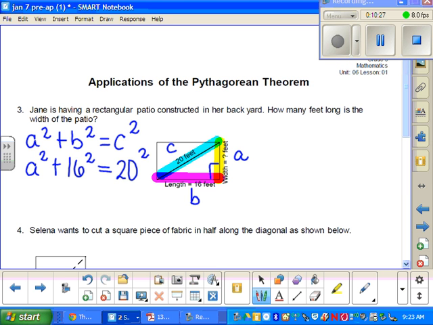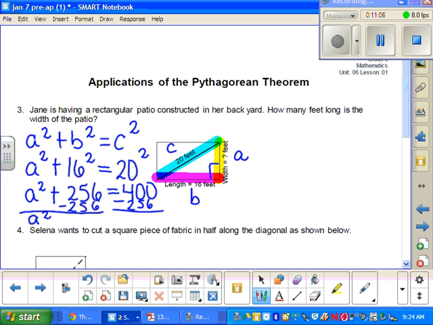Now, look in your journal and figure out what 16 squared is, because that's not something that you know off the top of your head. And so 16 times 16, or 16 squared, is 256. And then if you look in your journal, your 20 squared should be in there as well, and that's 400. That one's easy. Now, I have to figure out the A squared here. So I'm going to subtract 256 from both sides. And I'll get 0, and I'll have A squared by itself on the left-hand side. And then when I do 400 minus 256, I get 144.